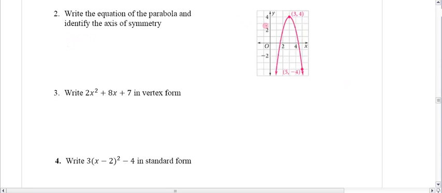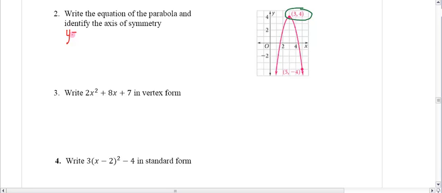So to write the equation of a parabola, we can really only do it in vertex form. So we're going to start by identifying the vertex, which we can see right there is going to be 3, 4. So we're going to go ahead and start to write that in. Remember, our vertex form is y equals a times x minus h, that quantity squared, plus k. So we'll start by writing that in.